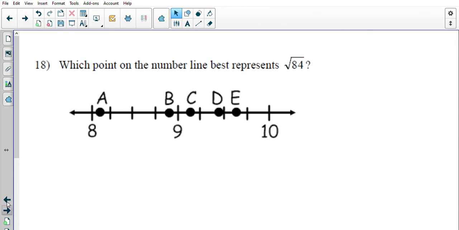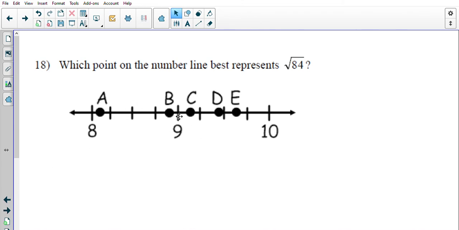It says, which point on the number line best represents square root of 84? So you can plug it into your calculator, but let's think about this. Let's think of some perfect squares. So I've got 7 squared is 49, 8 squared is 64, 9 squared is going to get me 81. So I know that it's probably pretty close to 9, but it's going to be a little bit above 9, which eliminates choices A and B.